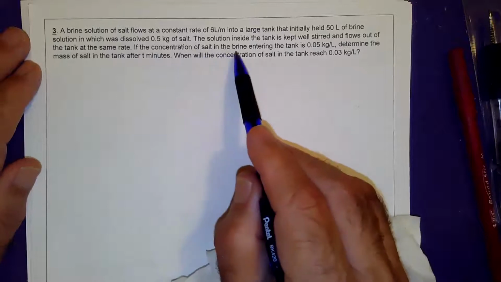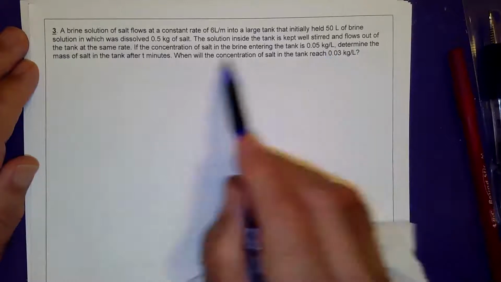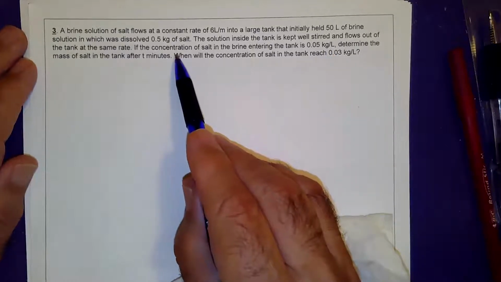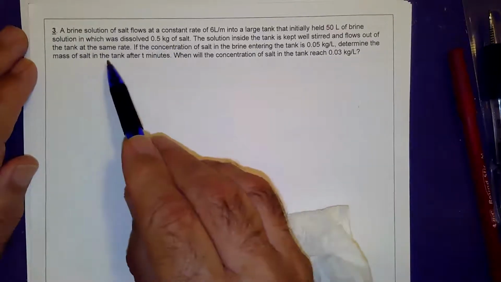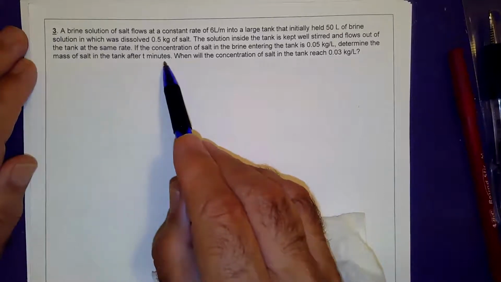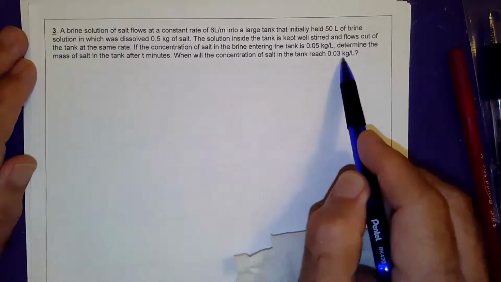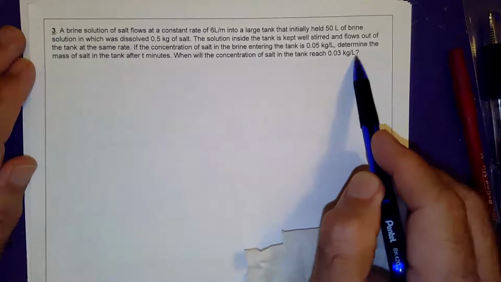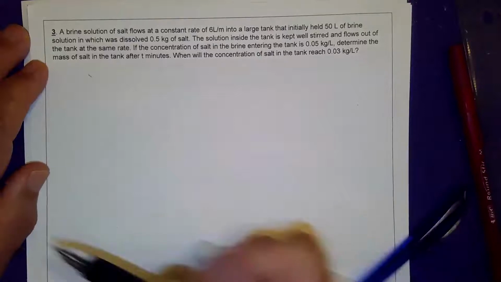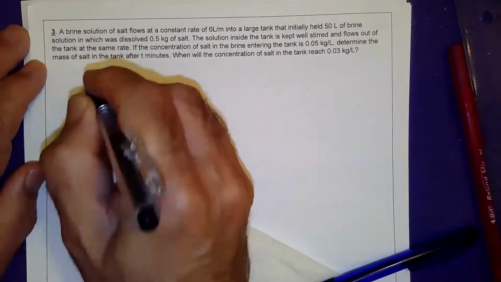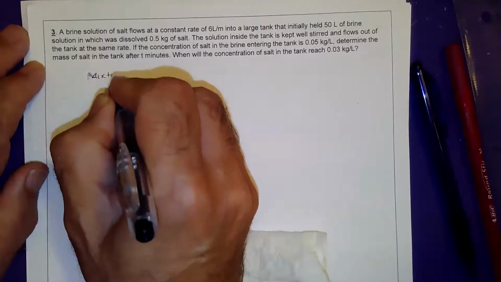If the concentration of the salt of the brine entering the tank is 0.05 kilogram per liter, so these are concentrations. In other words, this is like how much of this solution has salt in it. Determine the mass of the salt in the tank after t minutes. When will the concentration of the salt in the tank reach 0.03 kilogram per liter? So as I mentioned, these are called mixture problems. This would be right up chemical engineers' alley.